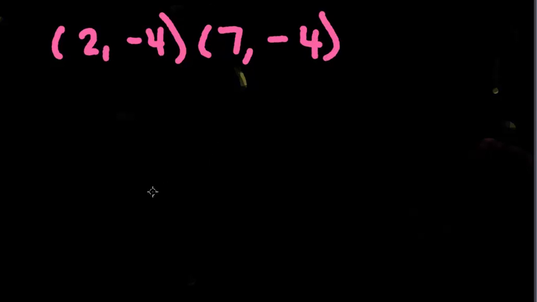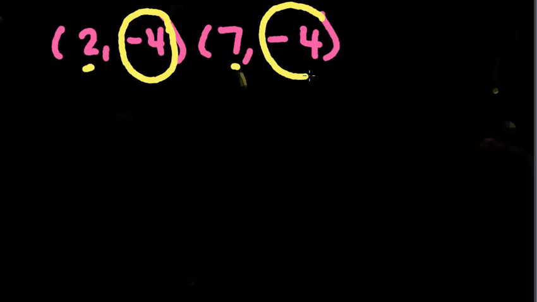(2, -4) and (7, -4). Remember, step 1 is to look to see if the x's are the same or the y's are the same, steps 1 and 2. And in this case, my x's are 2 and 7, they are not the same, but my y's are the same.